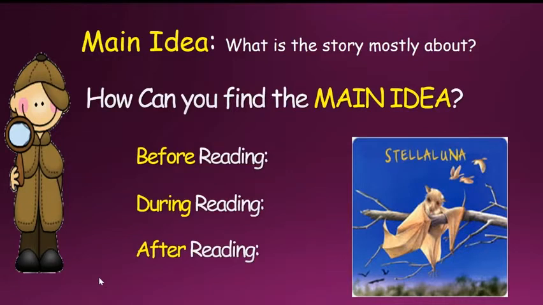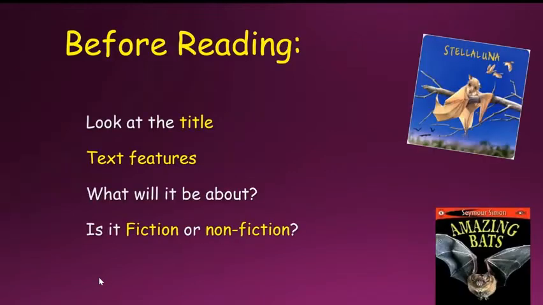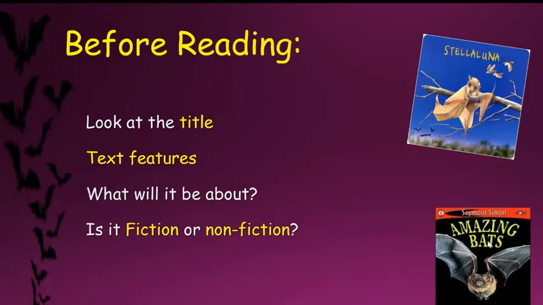Okay, so one way we can find the main ideas before reading, and that's by looking at the pictures. We can think about the main idea while we're reading, and then after reading, we can reflect and say, that was the main idea or that was not the main idea. So before reading, we can look at the title, we can look at the text features, and we can think about what it will be about. Is it fiction or nonfiction? Okay, so fiction would be like a storybook, nonfiction would be informational, like Amazing Bats right here.